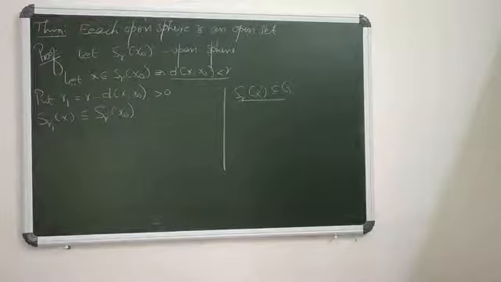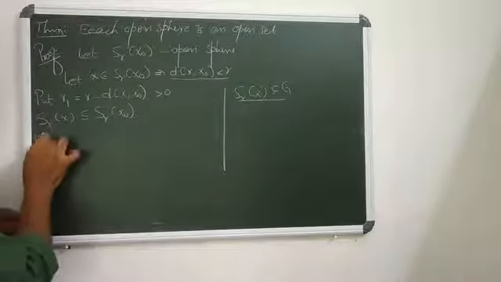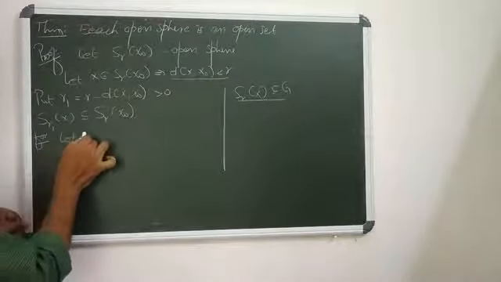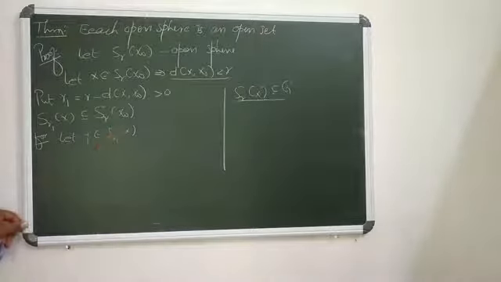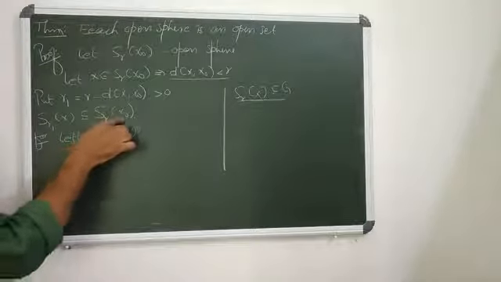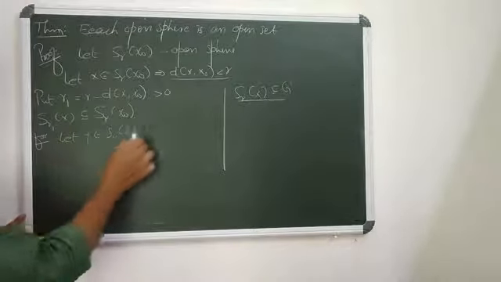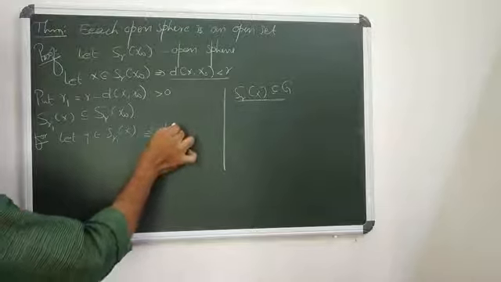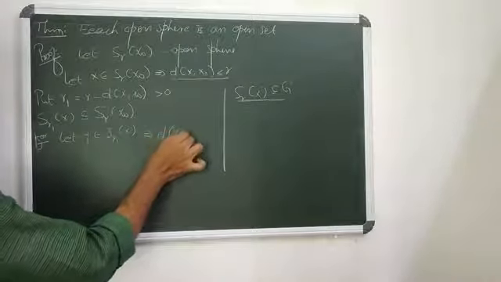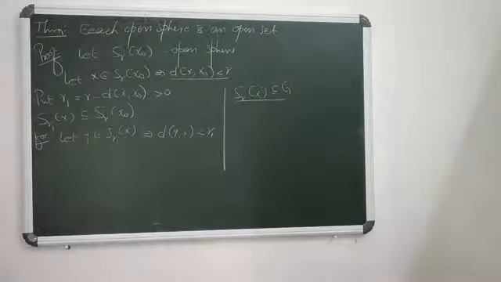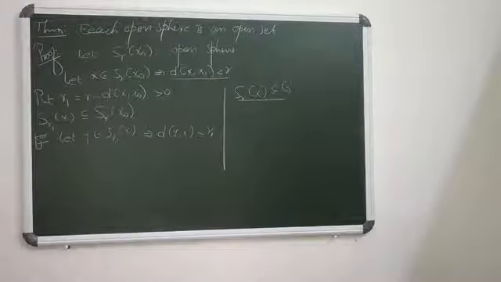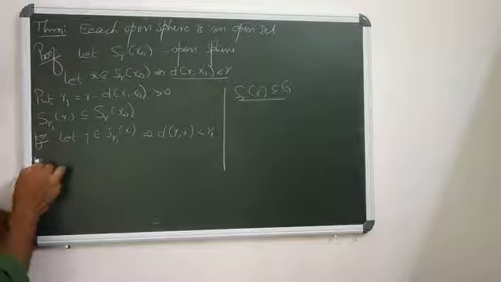Now to show that this S_r1(x) is a part of S_r(x0), let y fall in S_r1(x). Now we have to show that this y falls in S_r(x0). y falls in S_r1(x) means the distance between y and x, or x and y, is strictly less than r1. Now let d(y, x0).